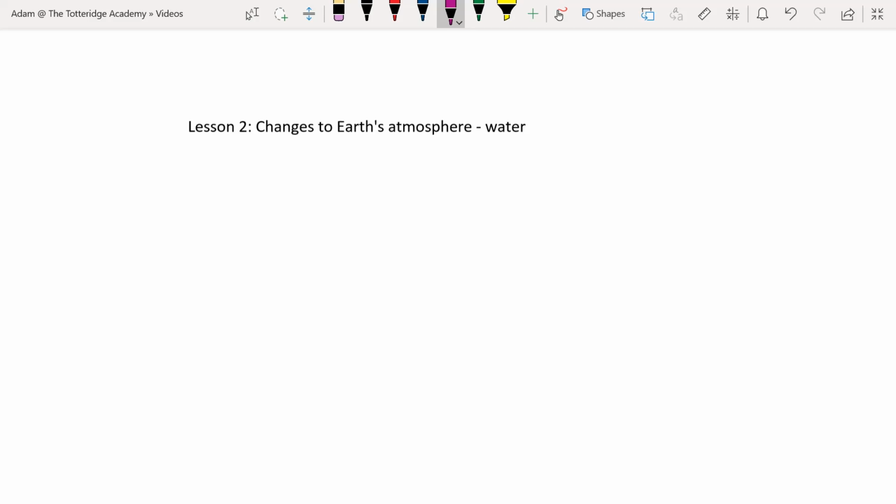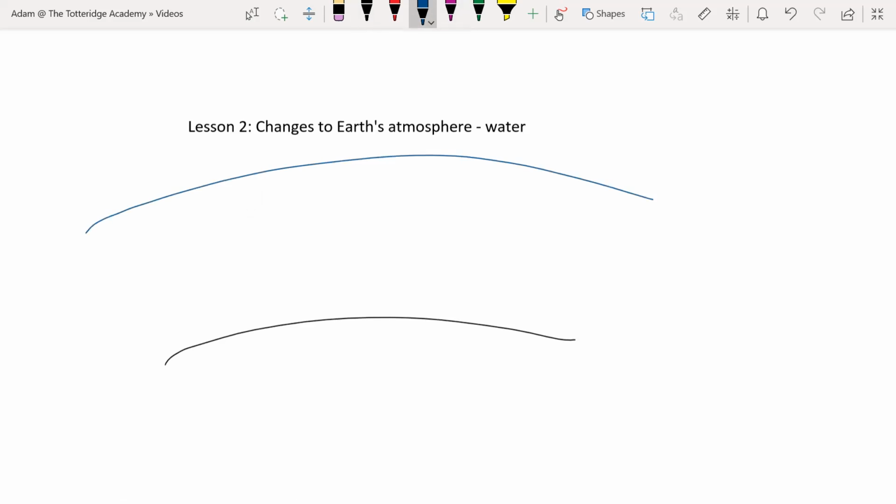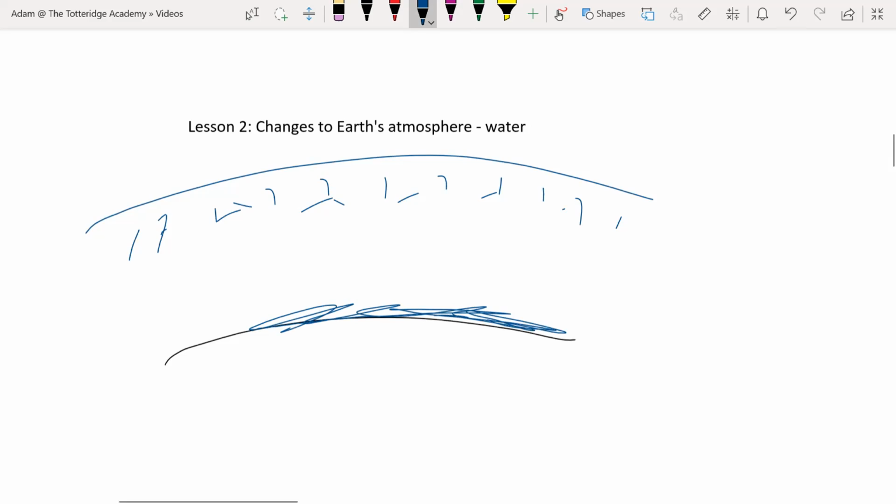Okay, anyway, so Earth's atmosphere has changed over time, and one of the main changes has been the water vapor that was in Earth's early atmosphere. So originally you will have had Earth like this, and then atmosphere like that, and there will have been lots of this kind of water vapor, so water as a gas. Now, of course, there would have been no water on the surface of Earth. So there wouldn't have been any water down here at all. It just wasn't there. And we spoke last time about potential reasons for that.